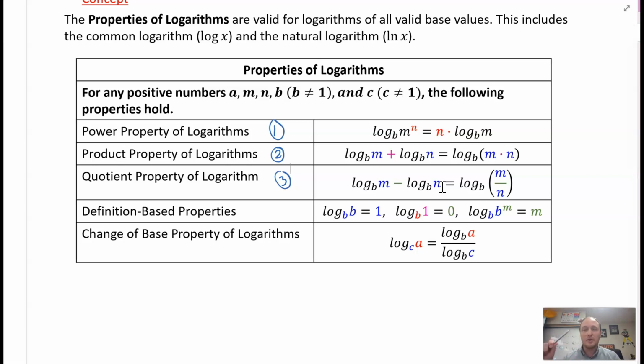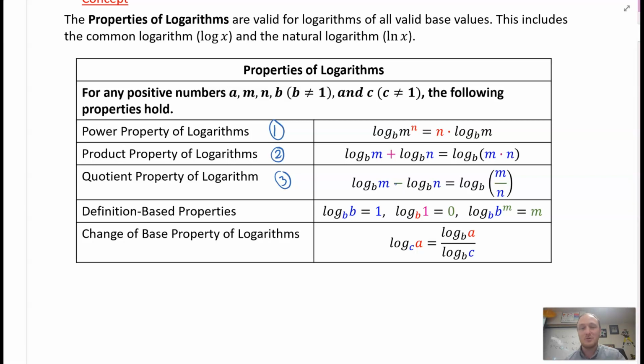Oh, and what I was talking about, you can't switch them. Like if I have log base b of m divided by log base b of n, imagine that, don't write this down, I can't combine those into one logarithm and just subtract the arguments. It doesn't work the other way around. So important to note.